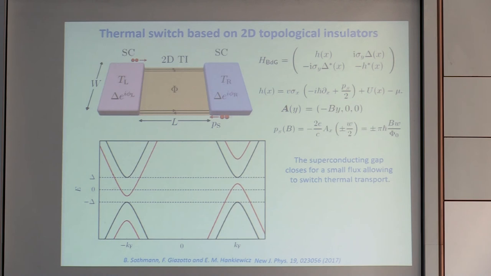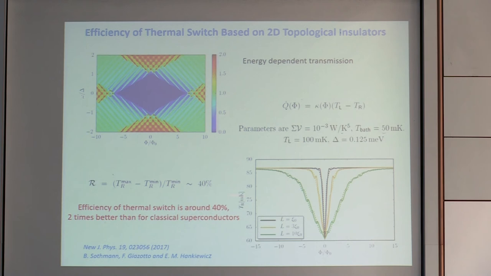What might additionally be interesting, and that's what we worked out with Francesco, is that in addition to looking at the Andreev bound states in the system, it might be interesting to actually look at thermal switches. As you can see here, this is the energy-dependent transmission, as a function of the energy through the superconducting gap and the flux which you put inside. And indeed, you have this regime where nothing happens because there is no transport, at least at low energies. There is very low transport because there is no transport through the gap.